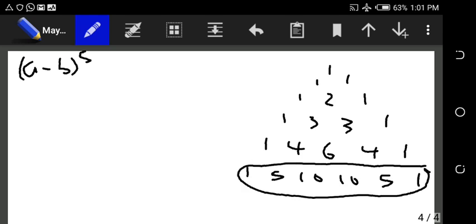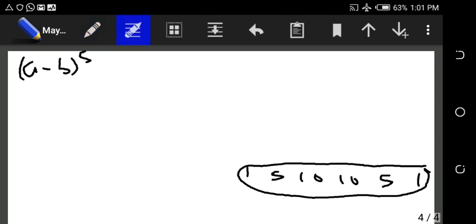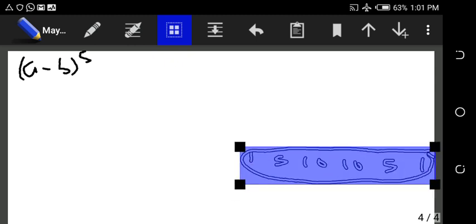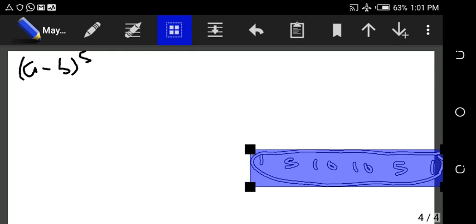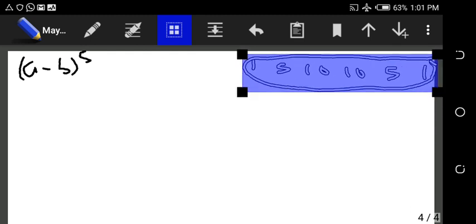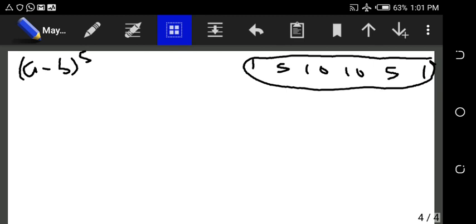Alright, this is what I need for my expansion. So I do not need the other ones. So I can even go ahead, if I so wish, and clean up all this, knowing that what I need is simply this. So let me just keep that here so we can always reference that. Okay, so we need 1 5 10 10 5 1 for this expansion. So let's see how this will work out.